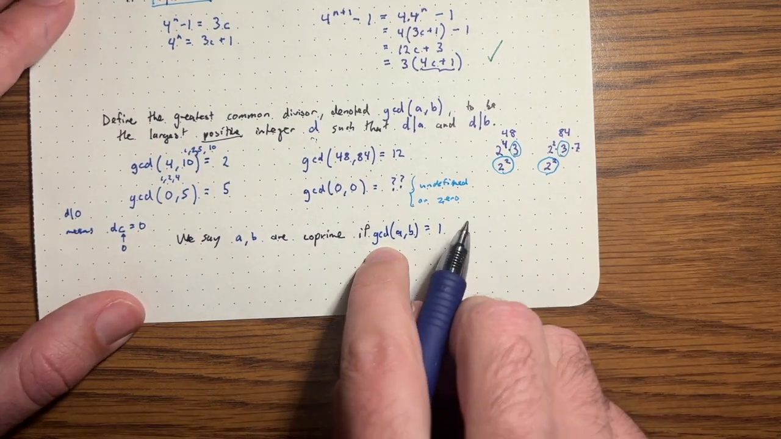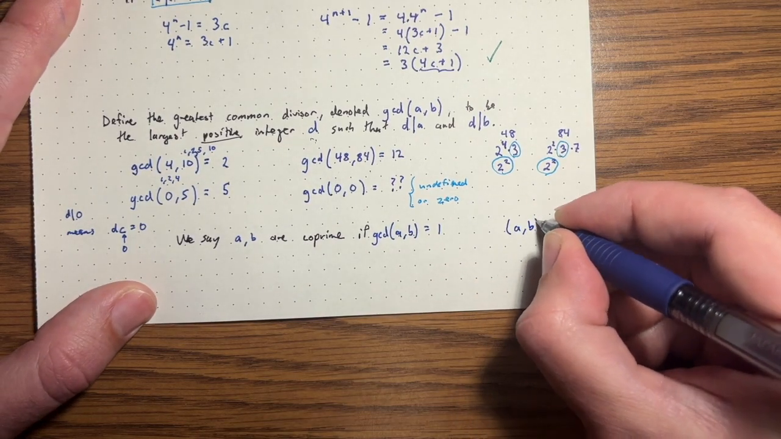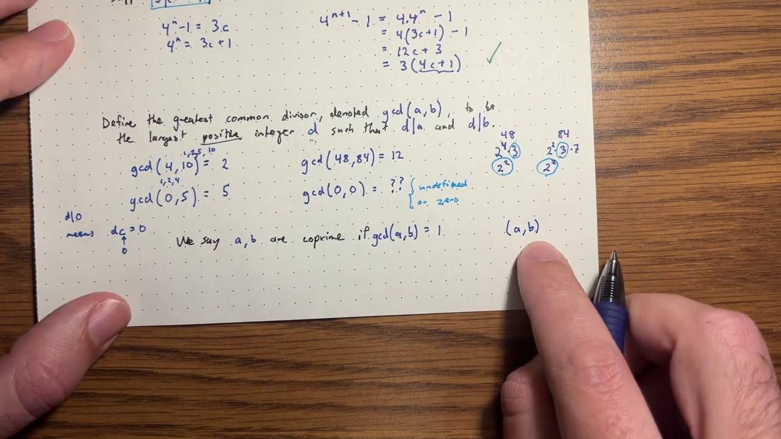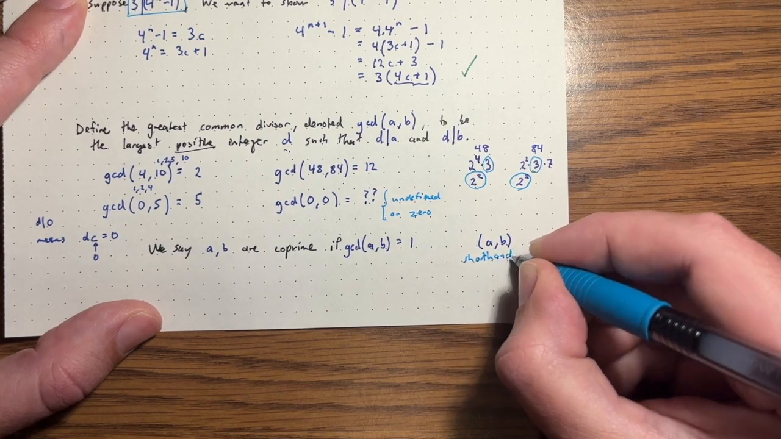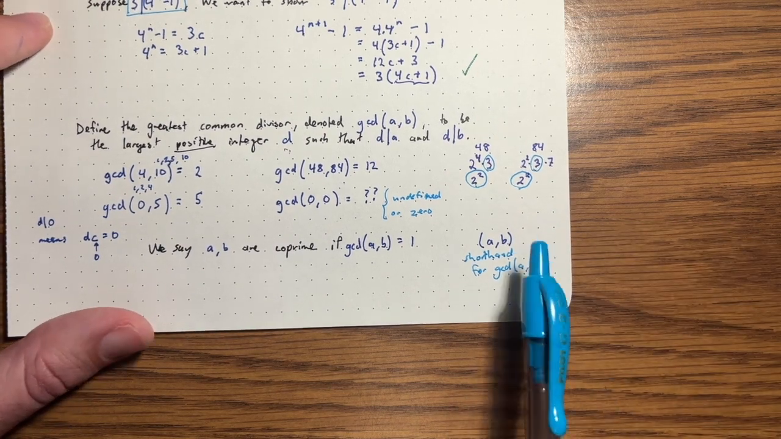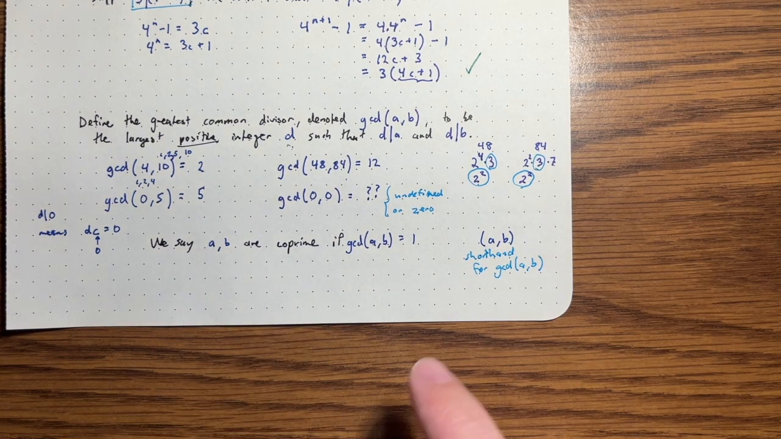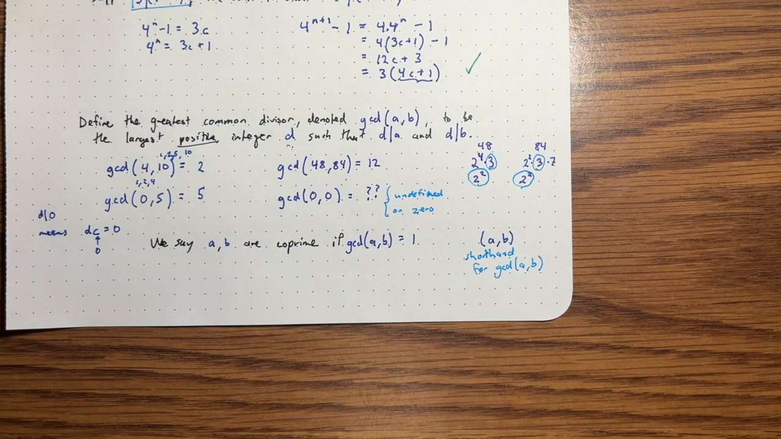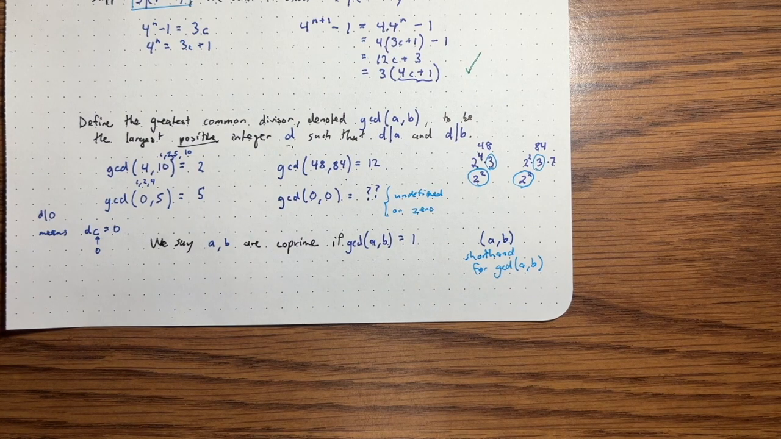I was about to just write that symbol without the GCD, and I should point out that just A comma B in the parentheses is a shorthand notation for the GCD of A and B. I'm going to try to avoid using that, because it is used for a million different things in math. It could be an ordered pair, so you have to go by the context. Often, if you see this in a book, it could mean GCD if it's a number theory book.